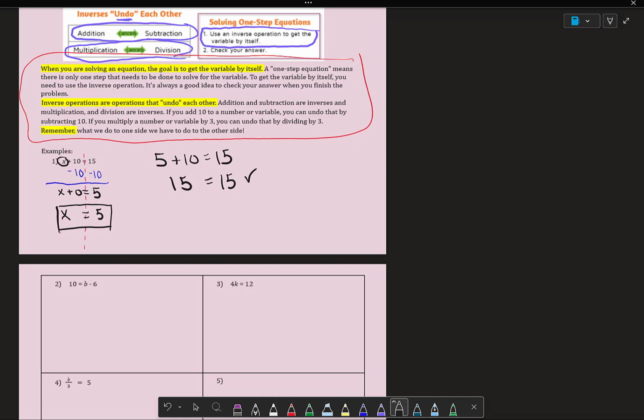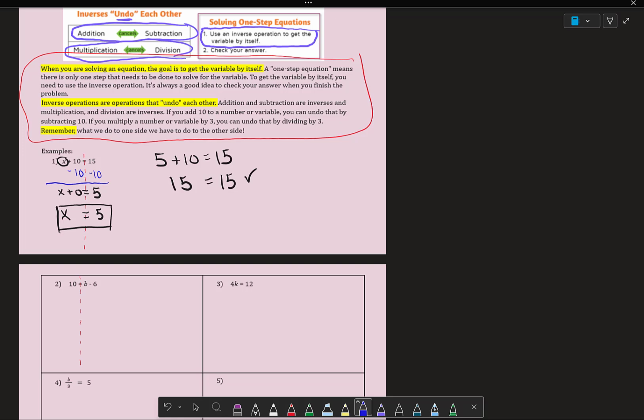Let's do a couple more. The next one is 10 equals b minus 6. So it's a different variable. It's not x this time, it's b. It's the same idea. We'll draw a vertical line right down the middle. And we're subtracting 6 from b. Remember, our goal is to isolate the variable, which in this case is b. So we're subtracting 6 from b.